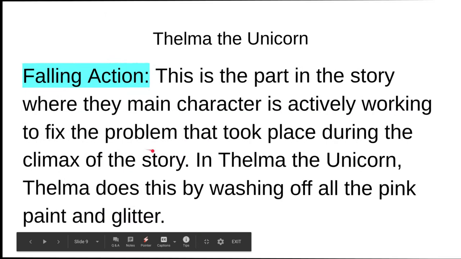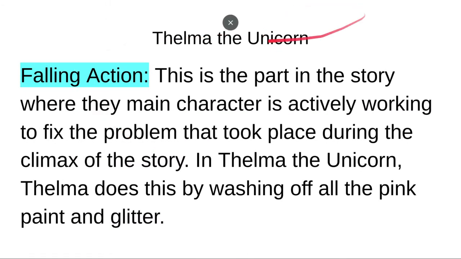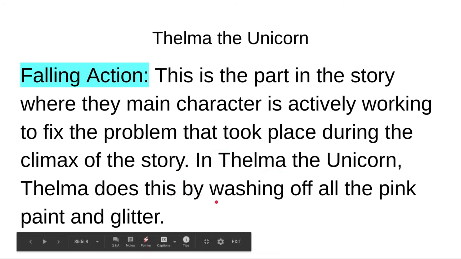After the problem of the story, or climax of the story, happens, we get the falling action. This is the part in the story where the main character is actively working to fix the problem that took place during the climax of the story. When you see the word climax, I want you guys to think problem. In Thelma the Unicorn, Thelma does this by simply washing off all the pink paint and all the glitter that made her look like she was a unicorn.